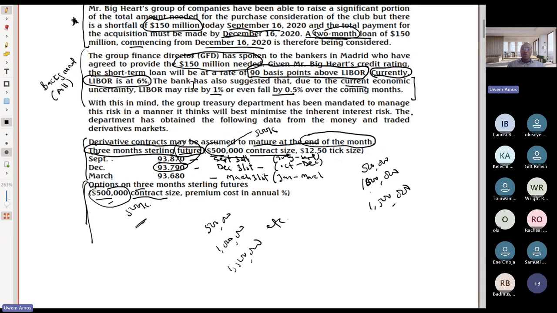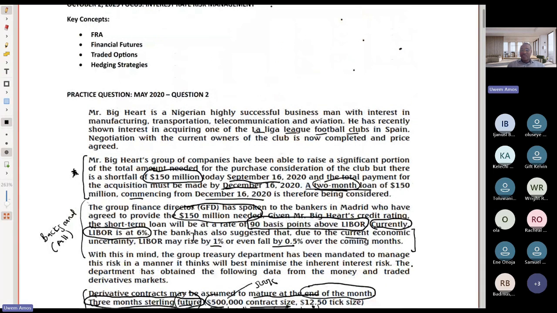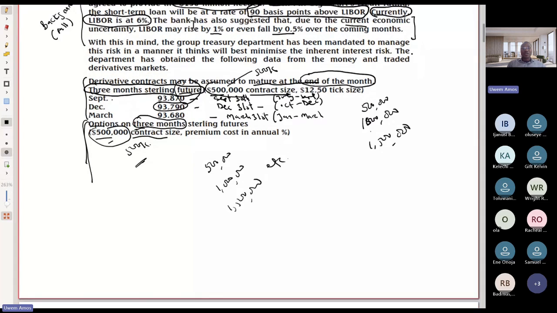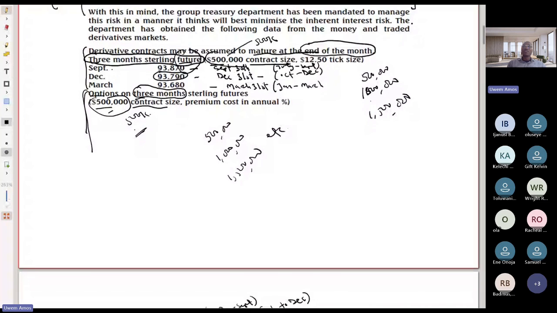Now, when Mr. Big Hat borrows, how long? What is the tenor? This line here, I don't want to read it all over because we read it in our first class, mentions that he needs a 2 months loan. So the tenor of the loan will be 2 months. And then finally, what is the duration of the contracts of the option? The options are 3 months options. So let's put that into our formula. He needs to borrow for 2 months. The contract size is 500,000.